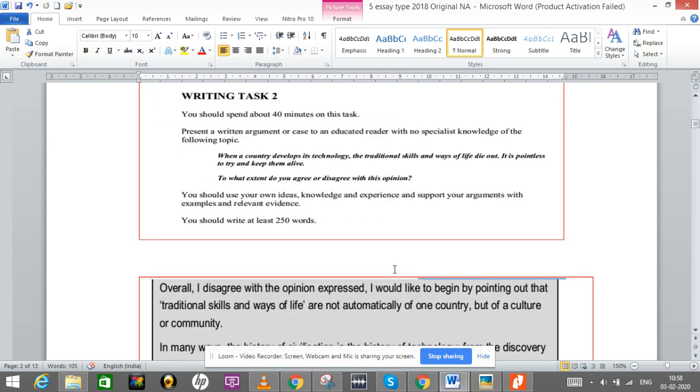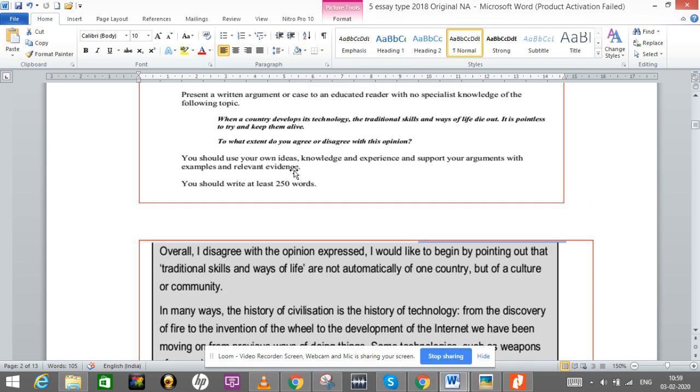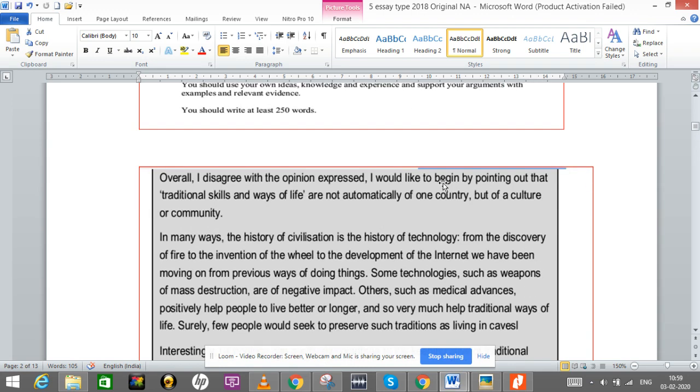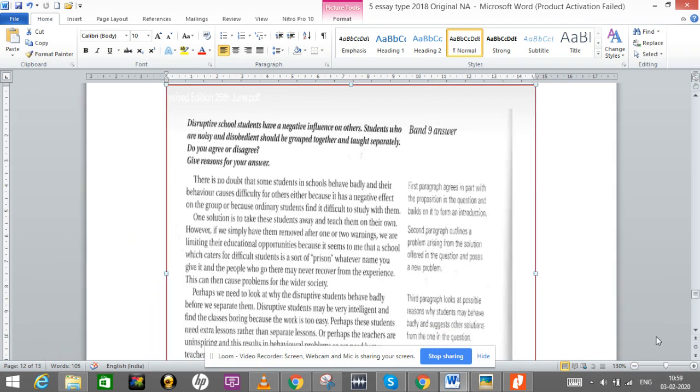Whatever we are going to discuss now is the structure, how you're going to structure it. The main question for us is: to what extent do you agree or disagree with this opinion? Since this is an opinion essay, you have to clearly mention your stance in the beginning itself.